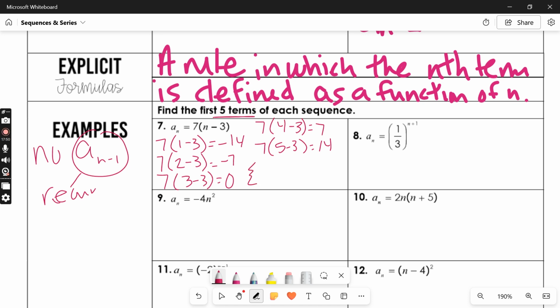And then I will write them out. Negative 14, negative 7, 0, 7, 14. If you don't write them out, I will not count off for it. Just make sure they're in order up here. Negative 14, negative 7, 0, 7, 14.